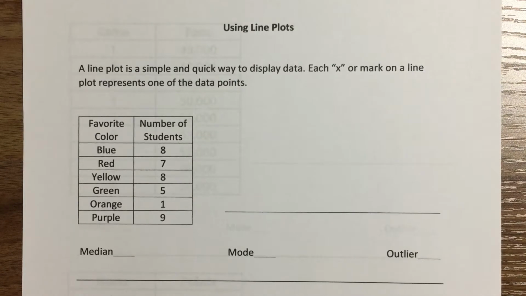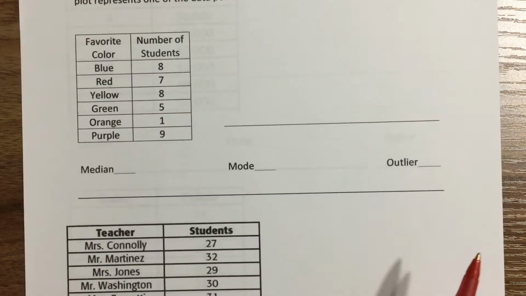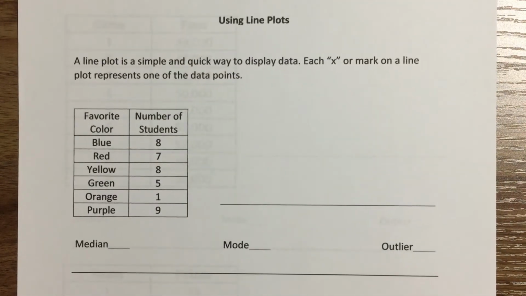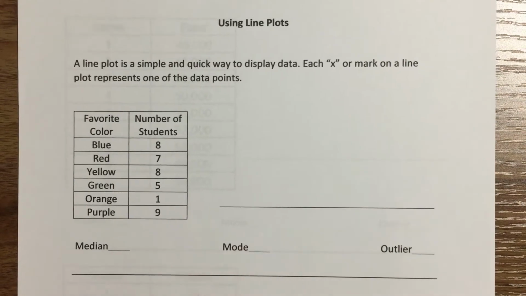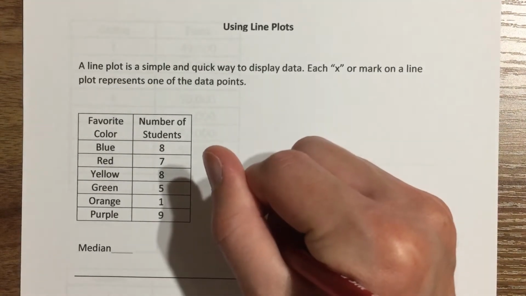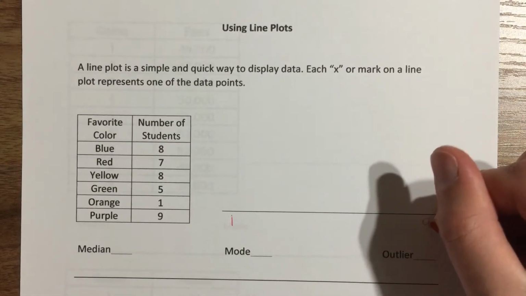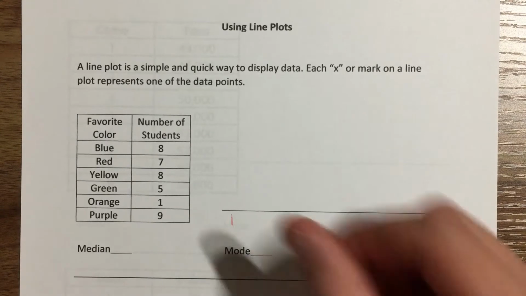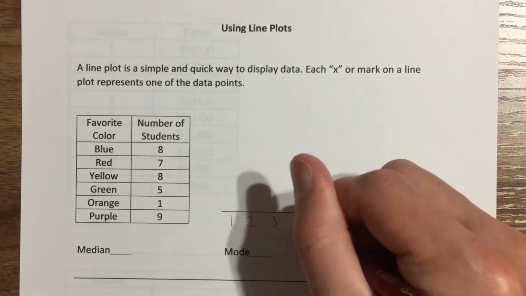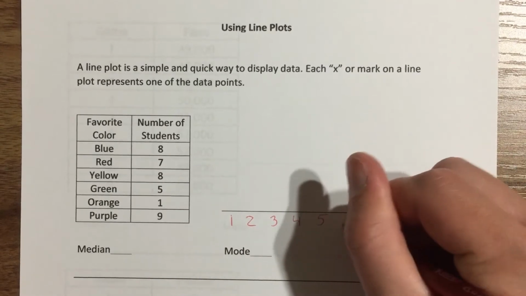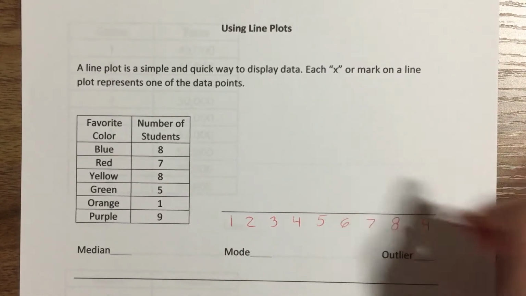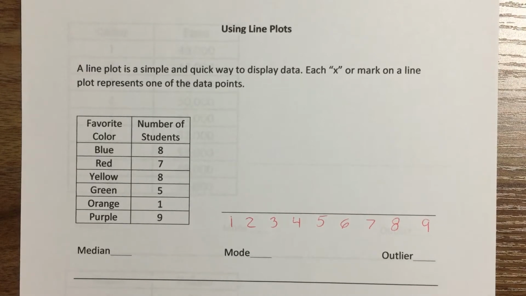So we need to figure out the spread. What is the smallest number? What is the largest number? And then we have to fit all of them right here. Each one of these lines that I put here are going to be the lines we use for our line plot. It looks like the smallest number of students was 1. One person said orange. And the largest number is a 9. We do have to make sure we have every number in between: 2, 3, 4, 5, 6, 7, 8, 9. That's fairly evenly spread out.